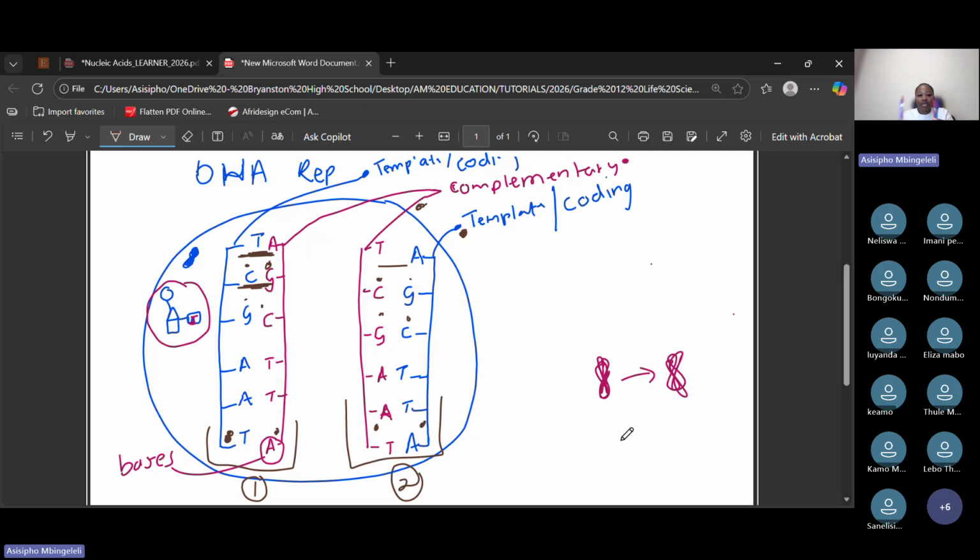I've done the very same thing. My red pens in the middle represent the complementary strands. My blue pens on the outside represent the template strands. So we are having two molecules, not two strands. Two molecules over here. Each molecule has a template strand and a complementary strand. That is the end of DNA replication. I'm happy to take questions.